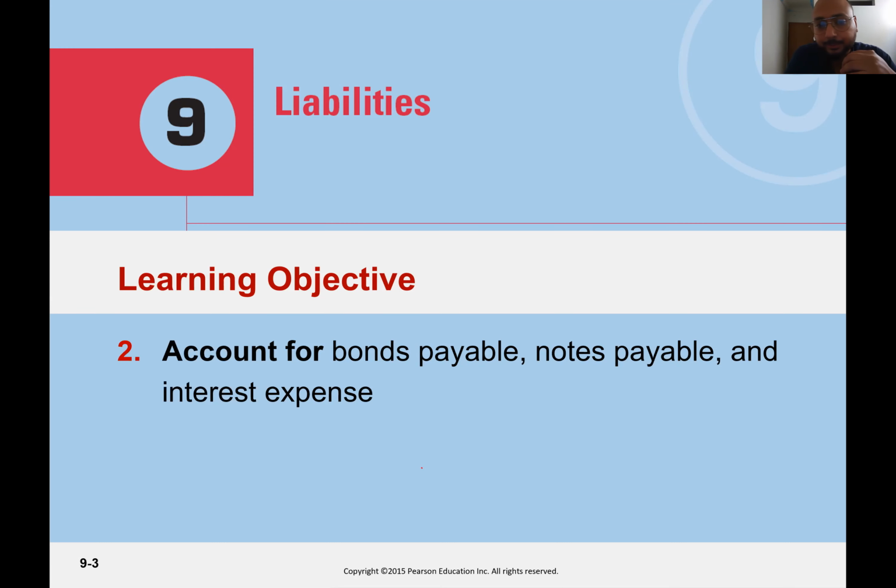In our last session we covered plant assets and then current liabilities. Today we are covering long-term liabilities, whose life is more than the accounting period, more than 1 year. Mostly they are bonds payable and notes payable issued for a longer period of time, right?